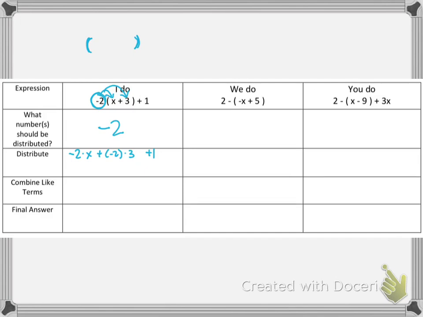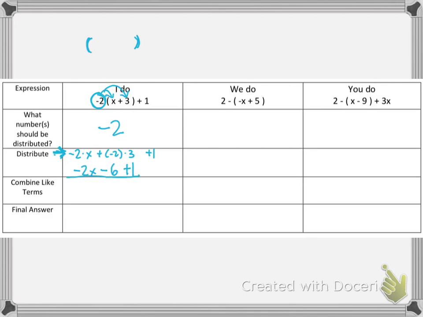Let's take out those parentheses. So now I'm going to simplify it just a little bit. -2 times x is -2x. -2 times 3 will give us -6. And then plus 1. All right, so I broke it apart into this middle step if you needed the extra help. If not, you can just go into this one.